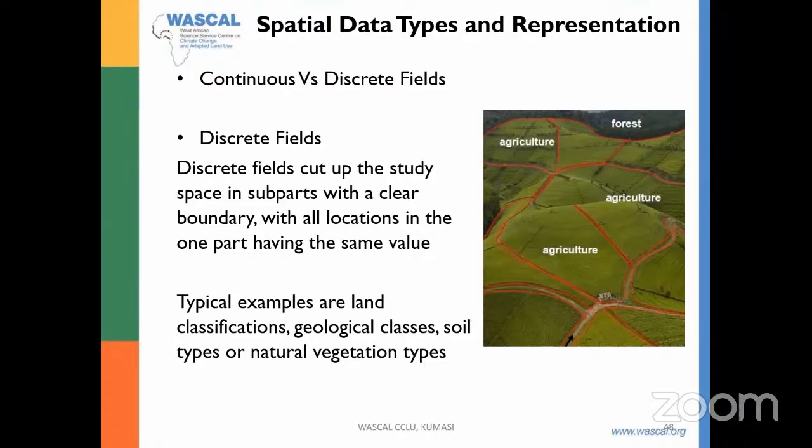With the discrete, we can have subparts within the study area, within the space. And for each subpart, the locations of the entity can be measured at each place or at each point. So for example, if we have a land use classification or vegetation types, we can have spaces where agriculture or farmlands are. The farmland may extend from one point to the other. Once it is terminated, you go into the forest. So these are some of the discrete fields that we can have.